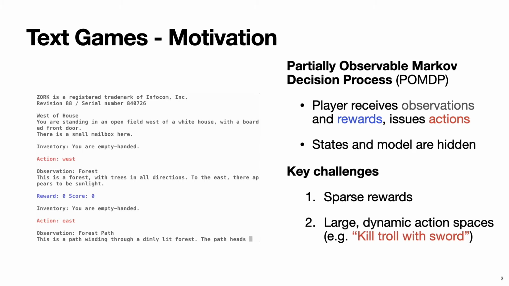Some of the key challenges in text games are sparse rewards, where the agent has to get many steps right before receiving a reward, and large, dynamic action spaces, where the agent may have to choose between many, continually changing actions at every state of the game. For example, an action like kill troll with sword might only be available at a few states in the game.